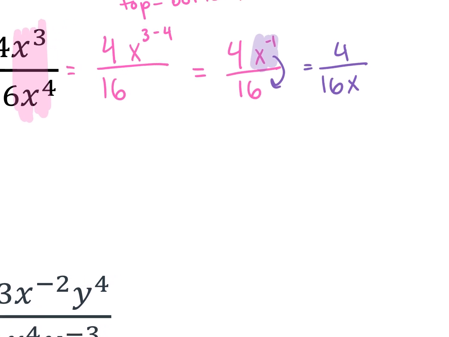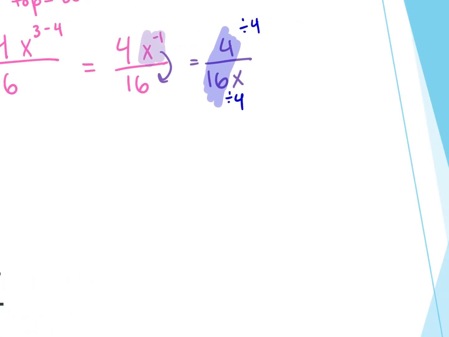So I simplified the x's, but can I still simplify the numbers? Awesome. I can divide them both by 4 to simplify. So this would be 1 over 4x.